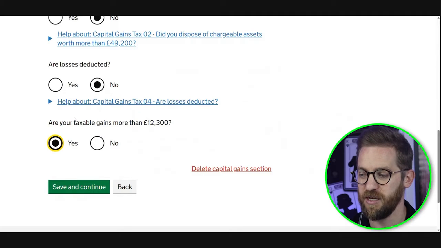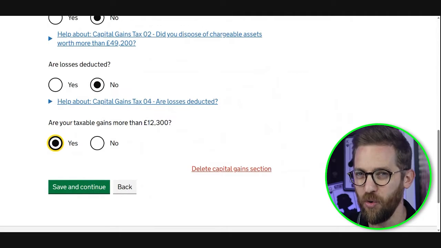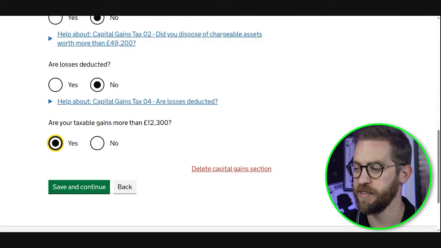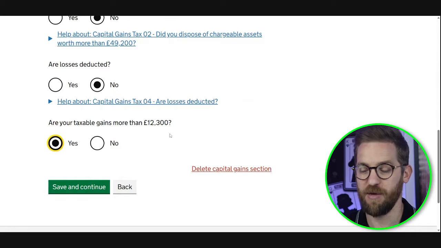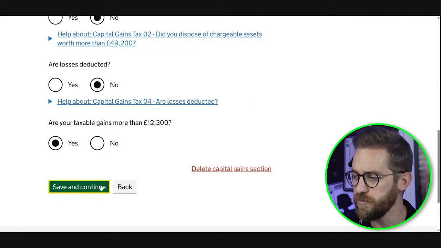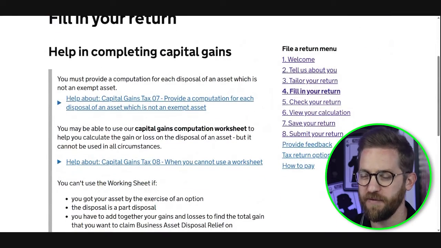So I'll say yes, I've got gains of more than £12,300. If I say no, it's likely that I won't actually have to complete the capital gains section at all because there wouldn't be any trigger here. Okay, so I'll say yes, save and continue. And on to the next page. Again, a bit more information here. It's worth having a read through this as you're presented with each page.